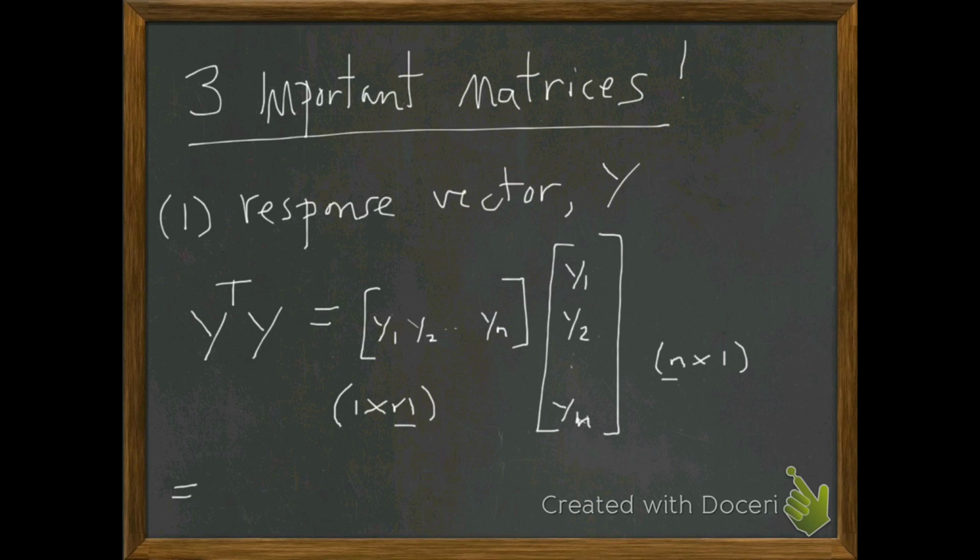Well, linear combination, boys and girls. First entry times the first entry. Second entry times the second entry, and so on, which obviously is just going to be the matrix of the sum of our y value squared.